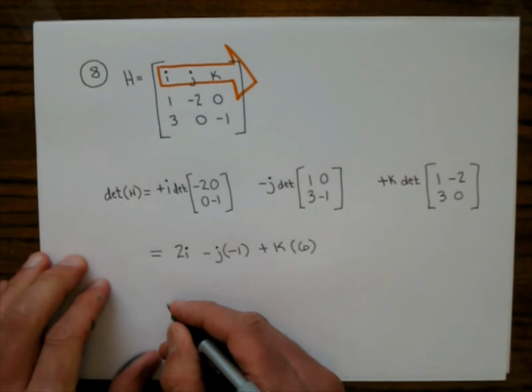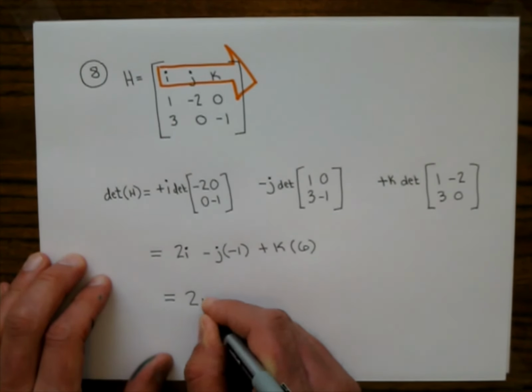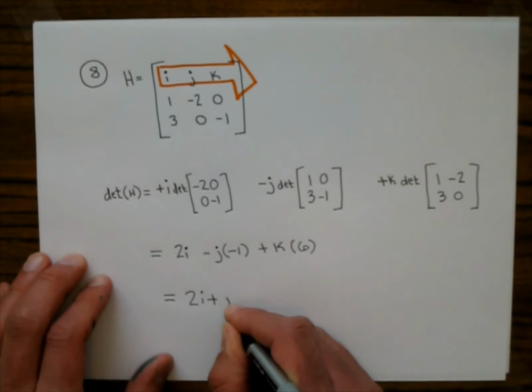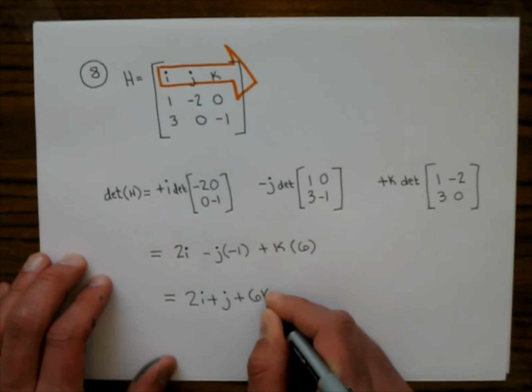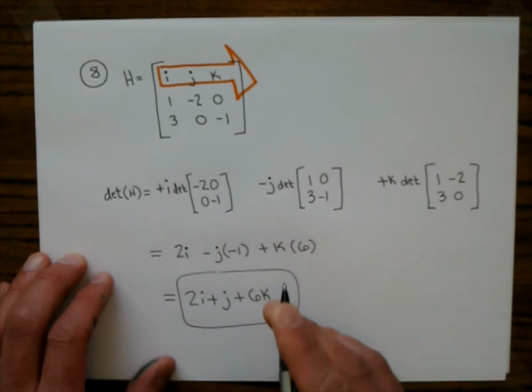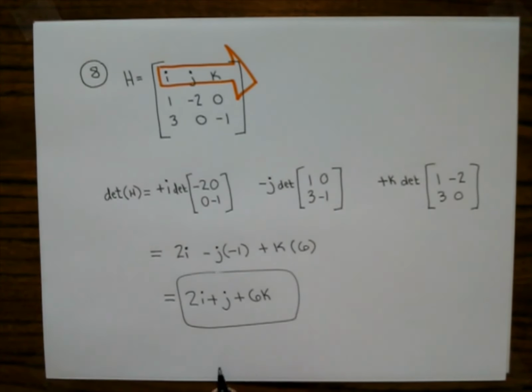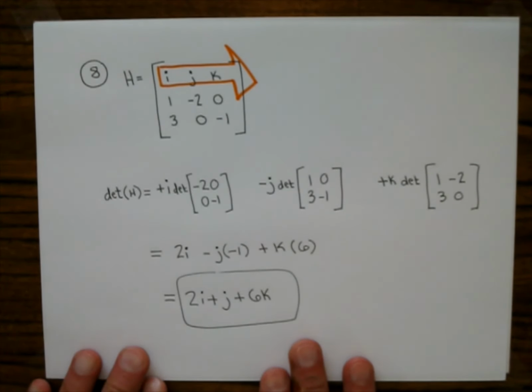ad minus bc. Okay, so what am I getting for my final answer? I'm getting 2i plus j plus 6k. And, you know, in physics you would have to put little hats on those i's, j's, and k's, but you don't have to do that right now. And that is what your final answer is. So this is an application, even though it's kind of above some of your heads, of the determinant of a 3x3 matrix.